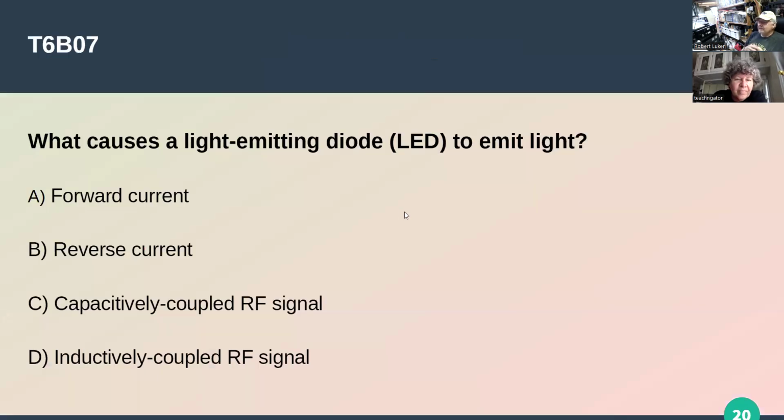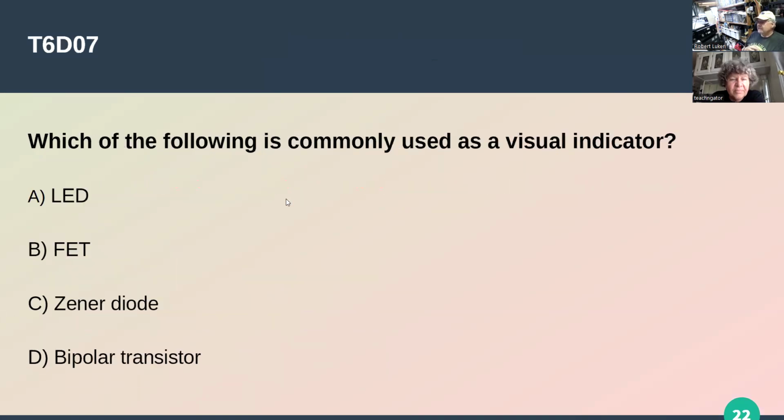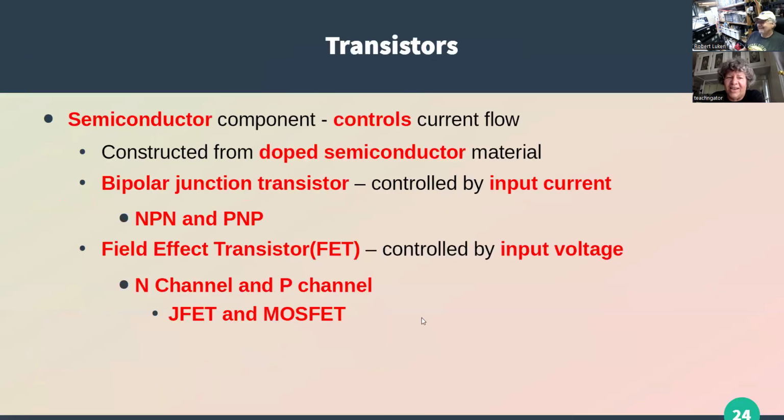So what causes a light emitting diode to emit light? Alpha. Good. Which of the following is commonly used as a visual indicator? Alpha. These are hard. Yeah, the other ones I have no idea.